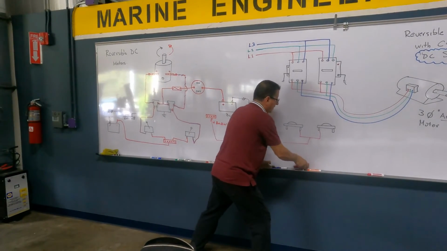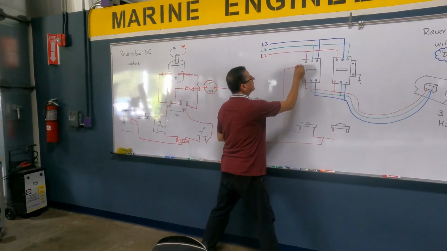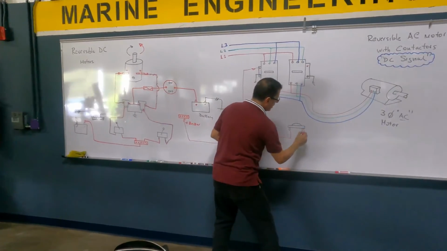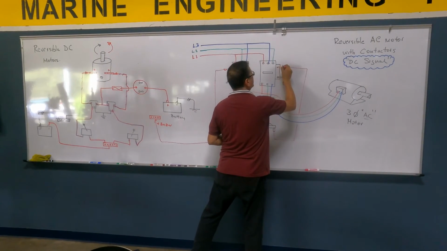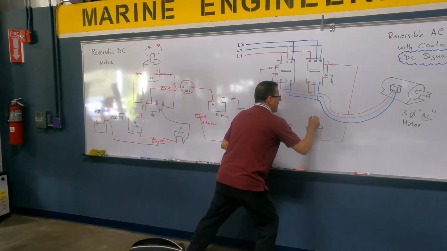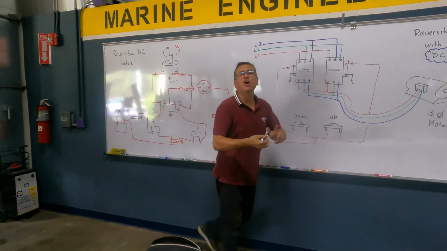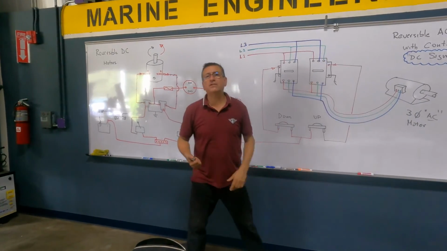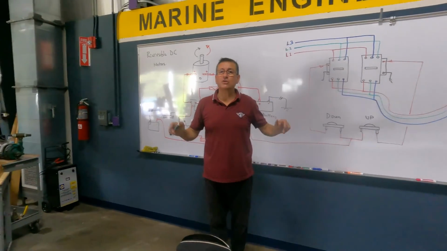This one is coming from this side and this one is coming from this side. And this one will in the future be up and this one down. And bingo, this is a reversible AC motor with DC signal using contactors.